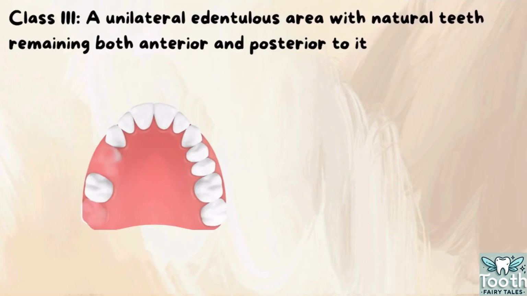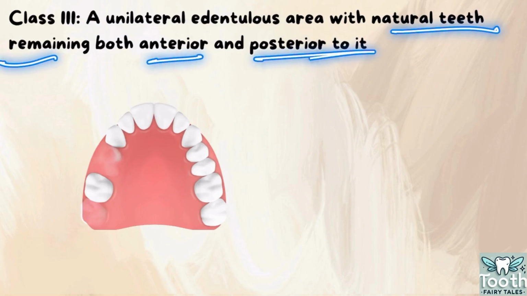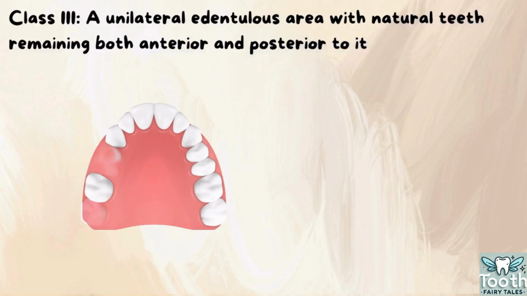In Class 3, a unilateral edentulous area is present with natural teeth remaining both anterior and posterior to it. That means there is an edentulous area which is present only on one side of the arch, and this edentulous area is surrounded by the remaining natural teeth on the anterior side and also on the posterior side.